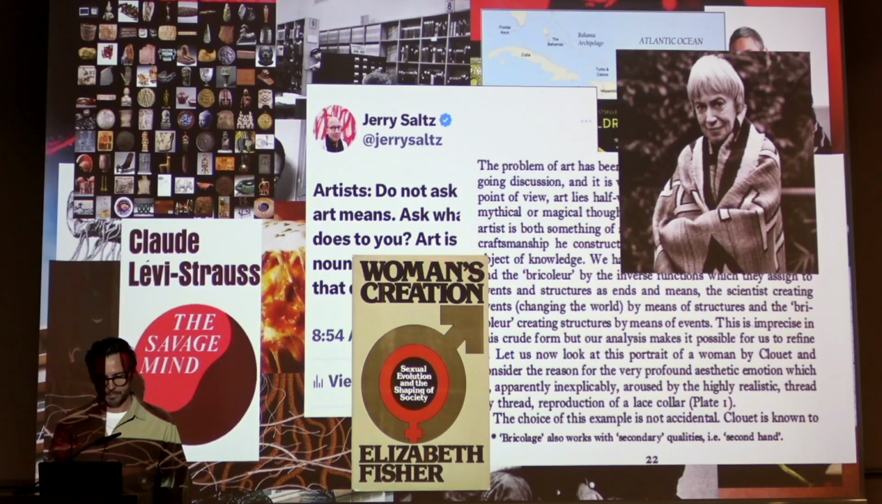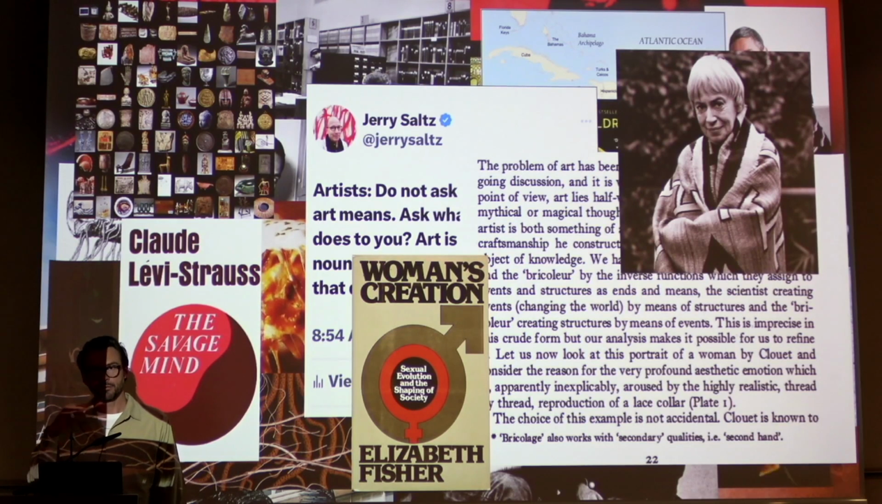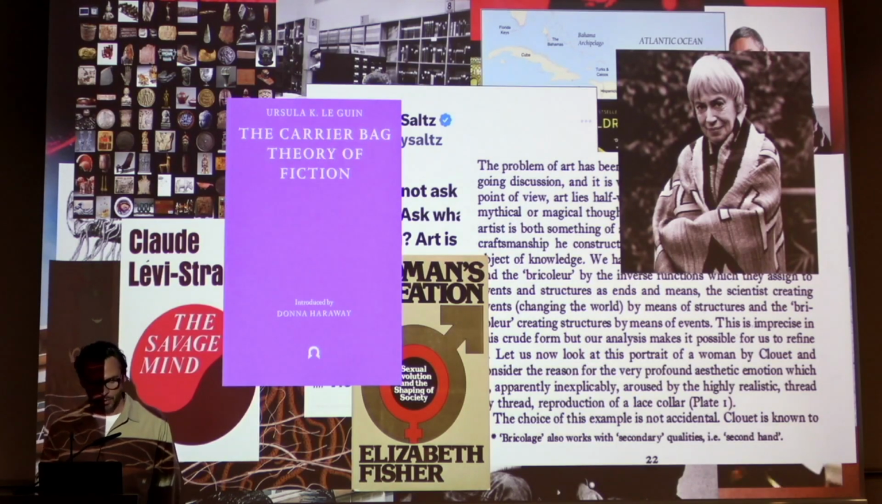And in her Carrier Bag Theory of Fiction, Le Guin tells the story of human origin by redefining technology as a cultural carrier bag rather than a weapon of destruction. So she picks up Fisher's insight that the first cultural device was probably a recipient, such as a pouch, a net, a bag, rather than something that can implement violence.